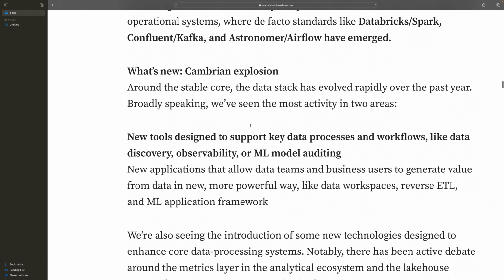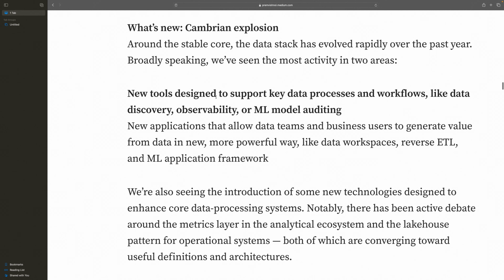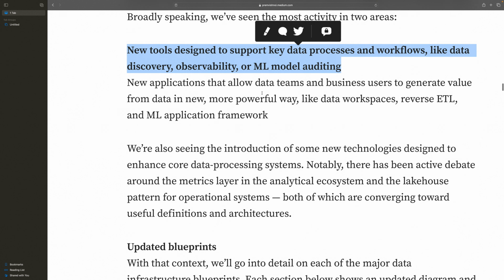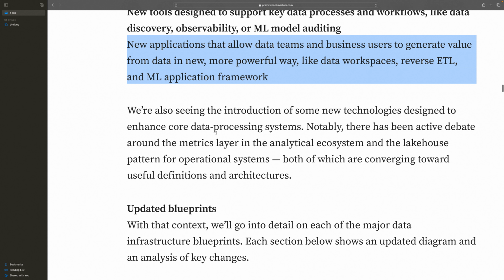Broadly speaking, we have mostly seen two cases. New tools designed to support key data processes and workflows, like data discovery, observability, ML, and model review. And new applications that allow data teams and business users to generate value from data in new and powerful ways, like data workspaces, reverse ETL, and ML application frameworks. We are also seeing the introduction of some new technology designed to enhance our data processing systems, and notably there has been active debate around the metrics layer.